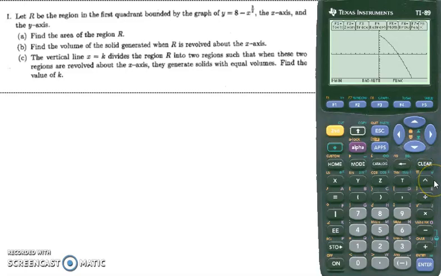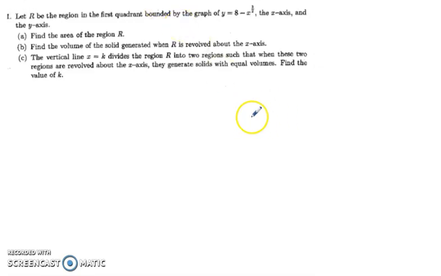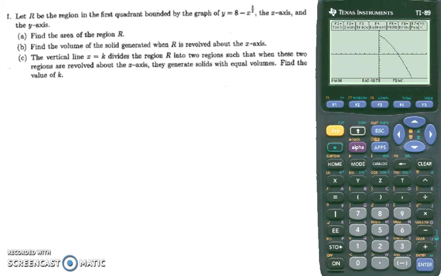All right, here we have the first AP problem in the Unit 5 review packet. And with this one, we are calculator active. So I've got my TI-89 ready to go. First thing I want to do is graph the function 8 minus x to the 3 halves, the x-axis and the y-axis. So we're talking about this enclosed region right here.